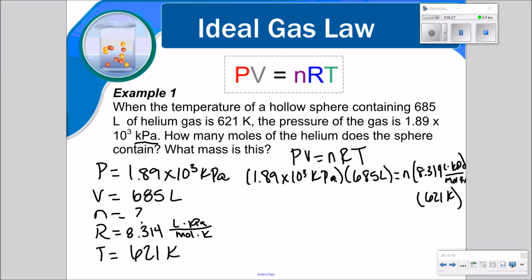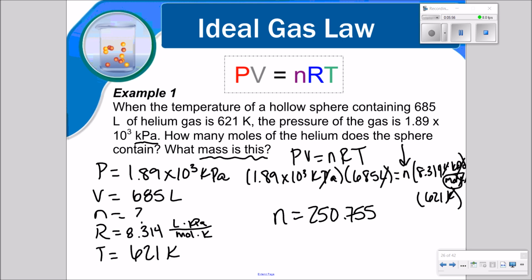So you'll note your kelvins cancel, your kilopascals cancel, and your liters cancel, and you're going to be left with moles. That's a little scrunched in there, but you get the idea. So you're going to rearrange the equations, solve for number of moles, and I got n equals 250.755. And I still have one conversion to make because it asks for what mass is this.